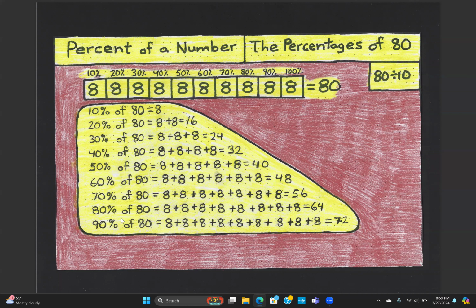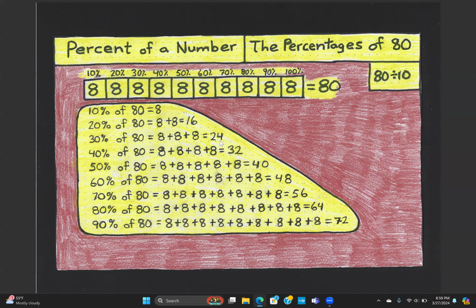And let's continue with this line of thinking by knowing that 60% of 80 is 48, and 70% of 80 is 56. 80% of 80 is 64, and 90% of 80 is 72. And so this is a good way to look at percentages of a number. You could just divide that number by 10, and then you can go from there.